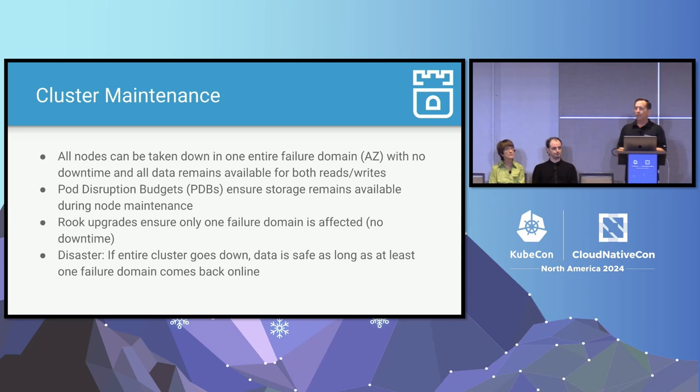When Rook upgrades ourselves, we ensure only one failure domain is affected at a time to do our best for no downtime. And then the worst case scenario, if disaster hits, power loss to everything you have running. If the entire cluster goes down, just know that data is safe as long as you can bring up at least one of those failure domains back. Because the data is replicated to each failure domain, just bring one of them back. You don't need all three, you can get the data back.